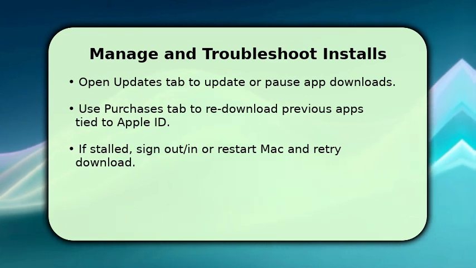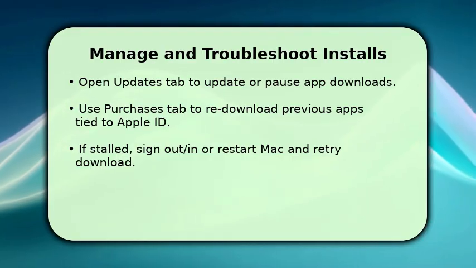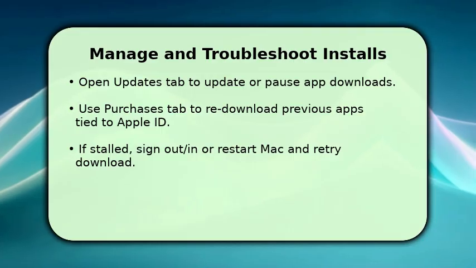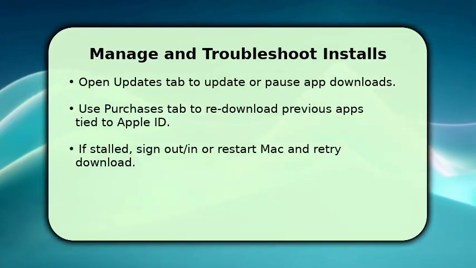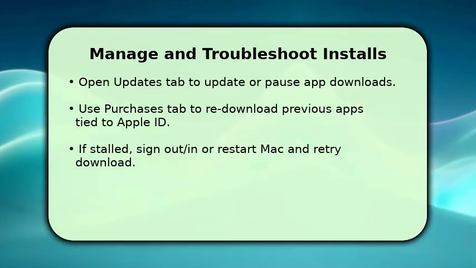If an app fails to install, try signing out and back in. This refreshes account tokens. Once done, a quick restart can clear stuck installers and network caches. If the download still stalls, check your internet, free disk space, and firewall settings so the App Store can communicate. That single troubleshooting tip resolves most common problems.